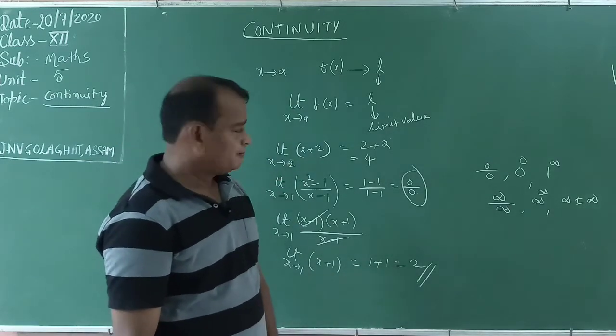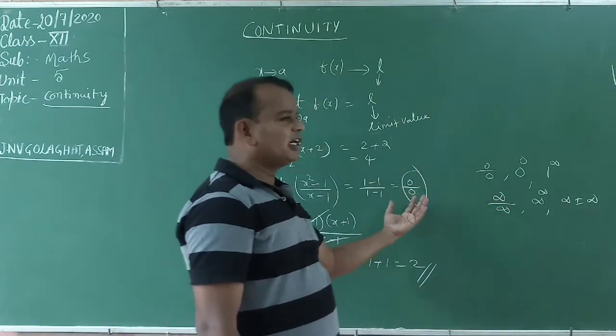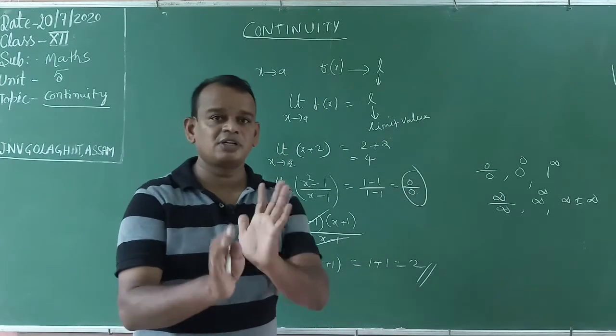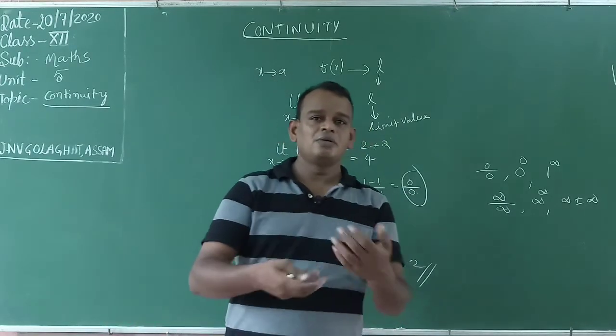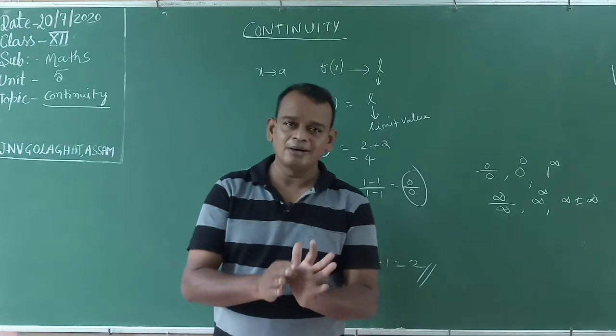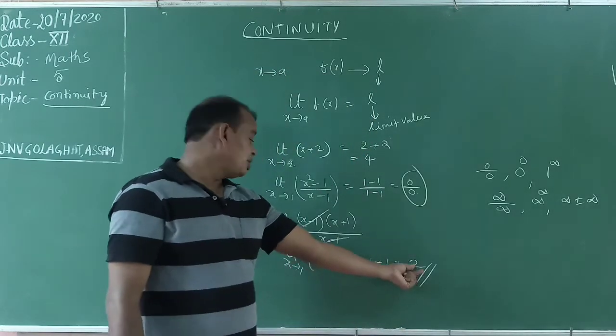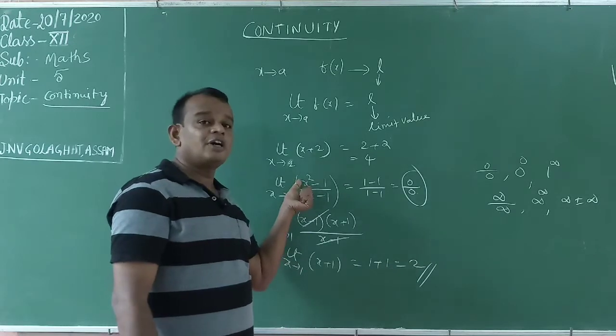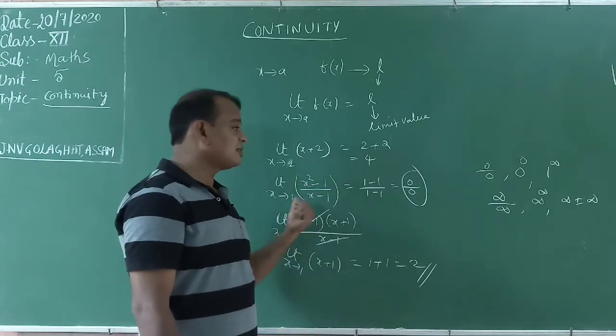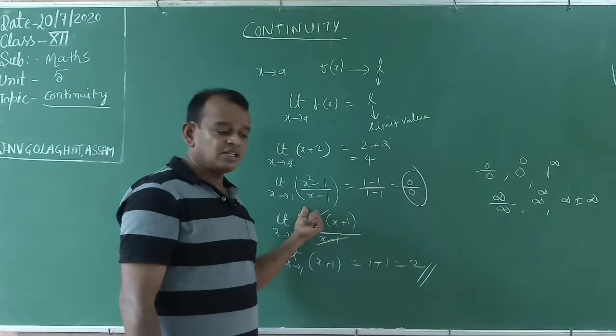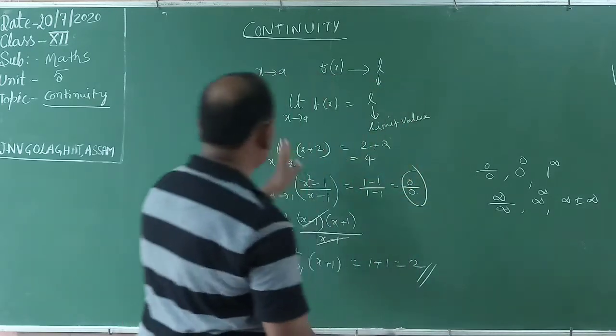Understand or not? What is the indeterminate form? Whenever you get the indeterminate form, that is not an answer for that question. Means we will do another way. We will get the compulsory finite answer. That value is called the limit of this function. Limit of this function at x is equal to 1. Understand or not? Now this is called limit.